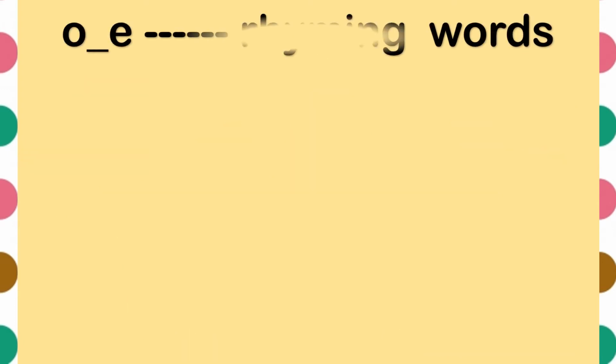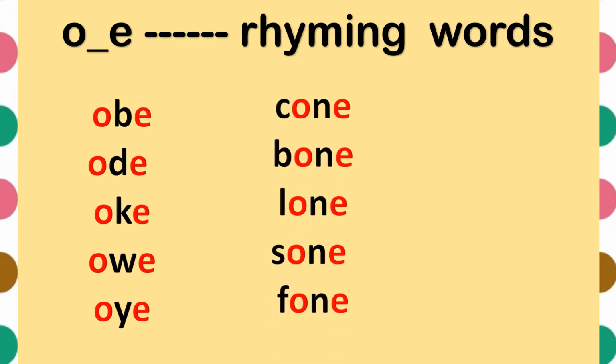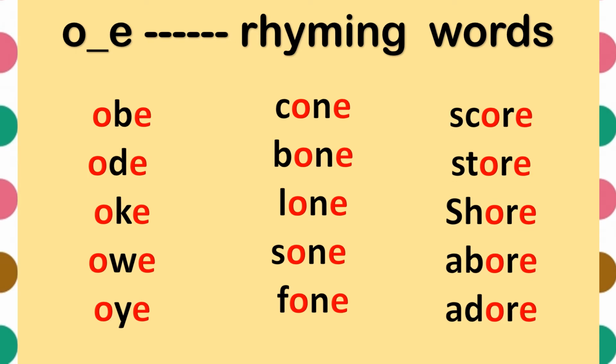Children, let's do some rhyming words with O split E. Bone, loan, sown, phone. Score, store, shore, abhor, adore.